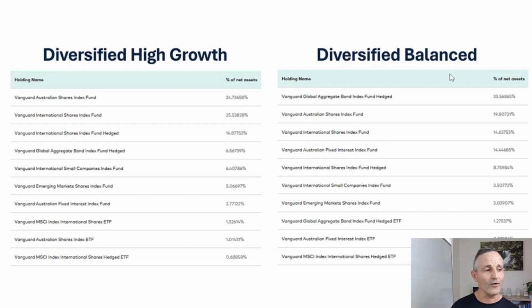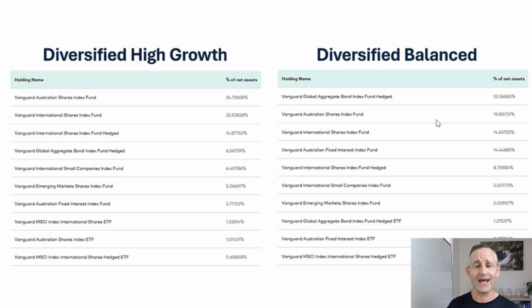Whereas if we go to the diversified fund, you can see the top thing on the list here is 33% of the funds actually end up in a bond index, which is considered a fairly safe type of investment. So most of the money is there. Then we've got some in Vanguard shares. So all the same shares, all the same indexes are in both. It's just the percentage that goes into them based on your risk profile. Okay, so I hope that makes sense.